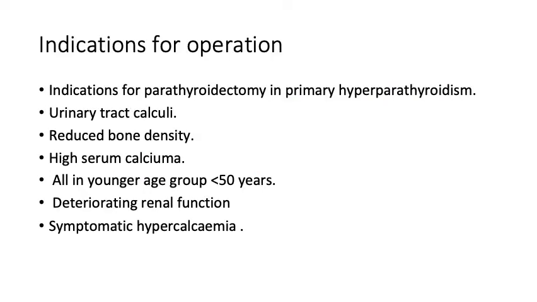The indications for surgery in primary hyperparathyroidism: parathyroidectomy is indicated when the patient has urinary tract calculi, reduced bone density, or high serum calcium, and also in a young patient, in the age group less than 50 years, when there is deterioration in renal function or the patient has symptomatic hypercalcemia.